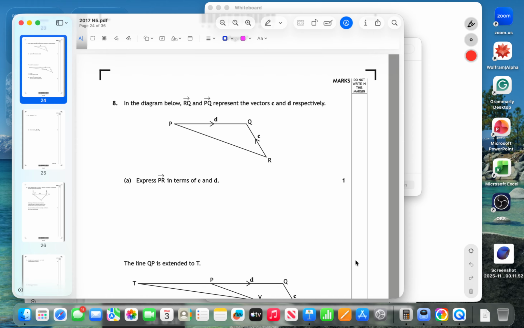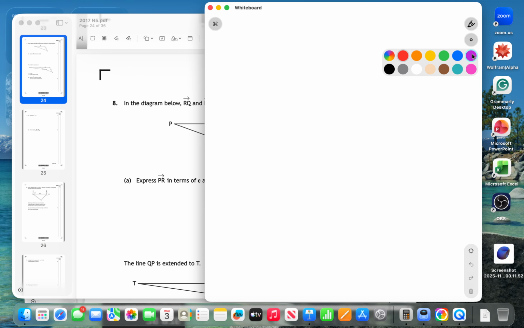In this question, we have question 8 of the 2017 paper 2. It's on vectors and vector pathways. The first question asks us to express PR in terms of C and D. We're going to first of all leave out the D and the C, and we're going to go back to that, but we're just going to have a look at this.